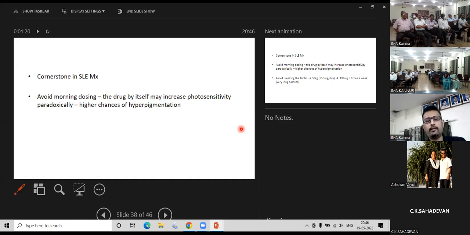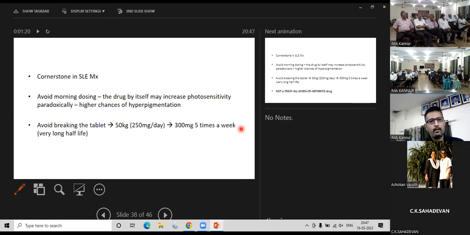Avoid morning dosing. This is another thing that we see very commonly. The drug by itself may increase photosensitivity paradoxically. So there is a higher chance of hyperpigmentation when you give HCQS in the morning. So always give HCQS in the night alone. It is uncommon, but once the hyperpigmentation comes, it is difficult to change.